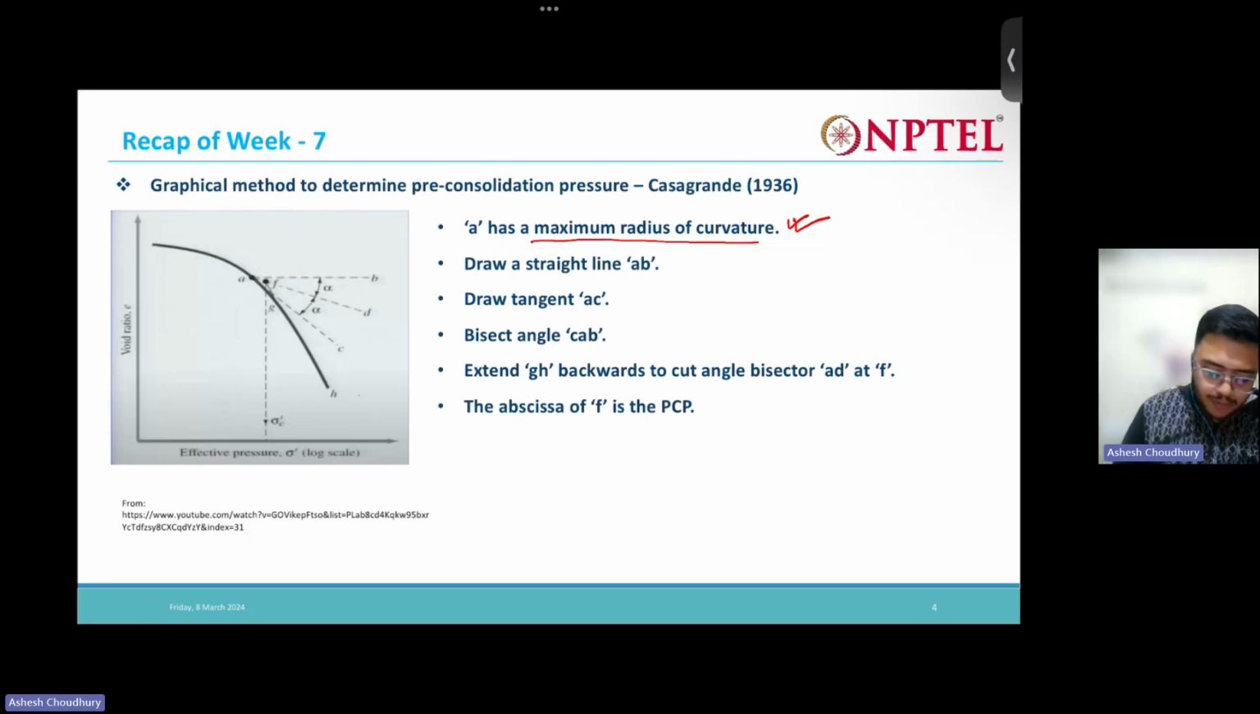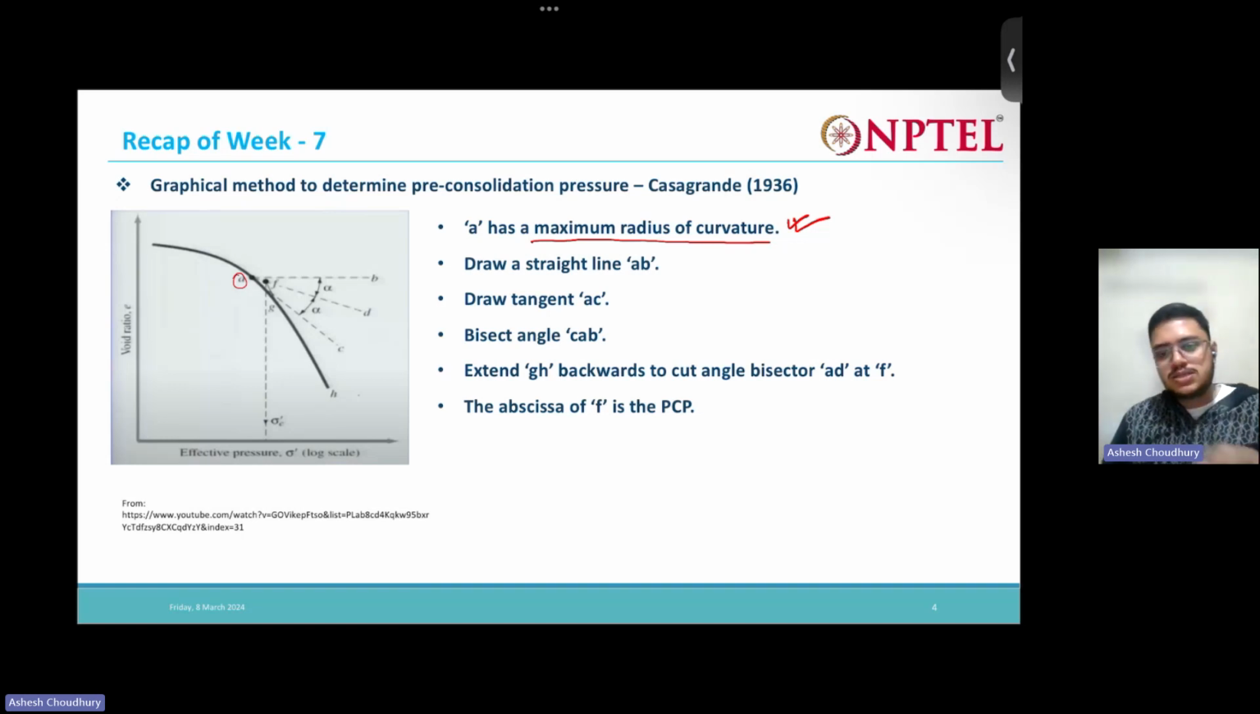After we have identified the point A, we draw a straight line parallel to the effective pressure axis, that is the abscissa, the x-axis. We draw a straight line AB.